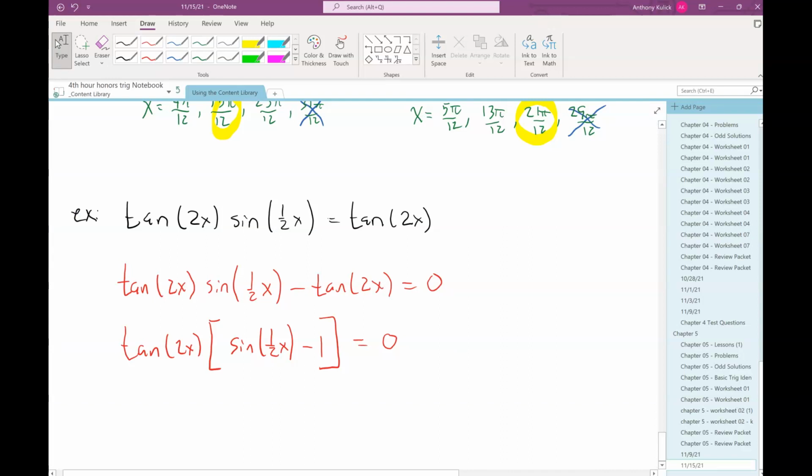And now that it's in factored form, we can apply the zero product property and set each of these two factors equal to 0. And we can see now that we are definitely dividing by 0, since one of the solutions we're interested in is specifically when tan 2x is equal to 0. You see that now, Zach? Definitely would not have been easy to see that straight away.